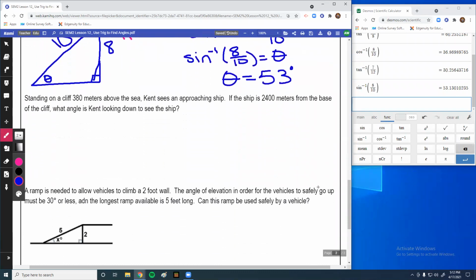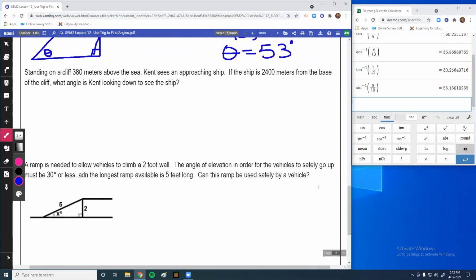All right. So standing on a cliff 380 meters above the sea, Kent sees an approaching ship. If the ship is 240 meters from the base of the cliff, what angle is Kent looking down to see the ship? So it's an angle of depression problem. Ooh, that's a really bad slide. Let me adjust. Oh, that's slightly better. Well, we're going to have to live with it.